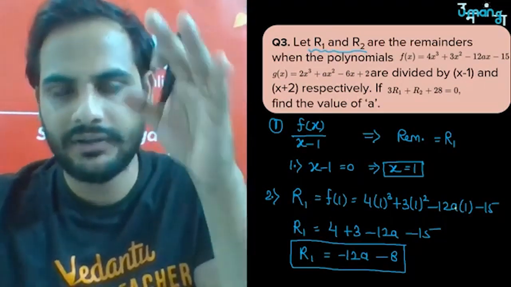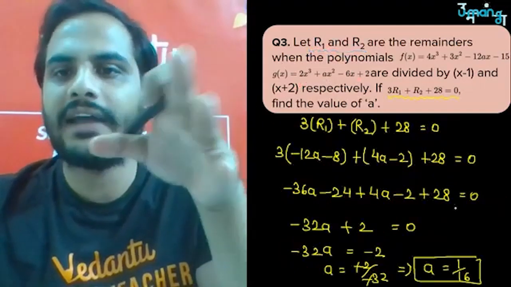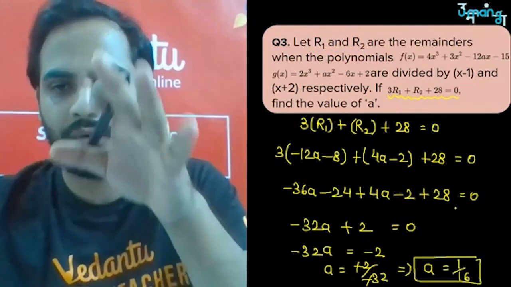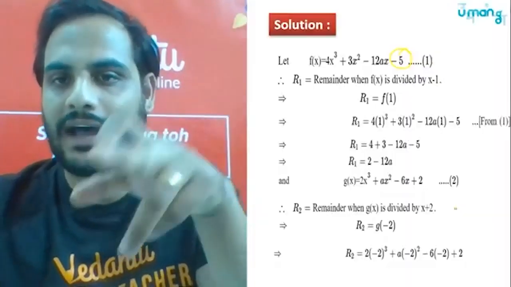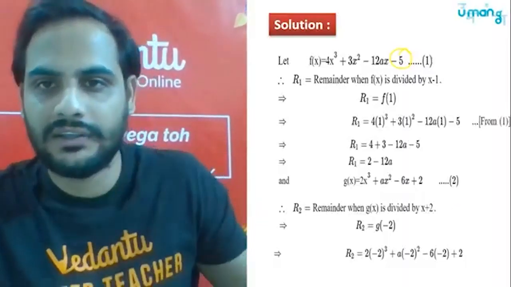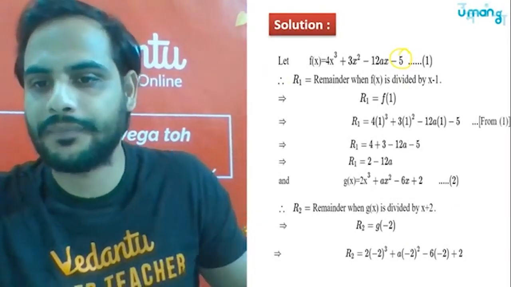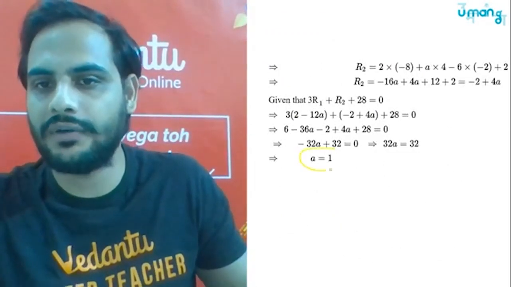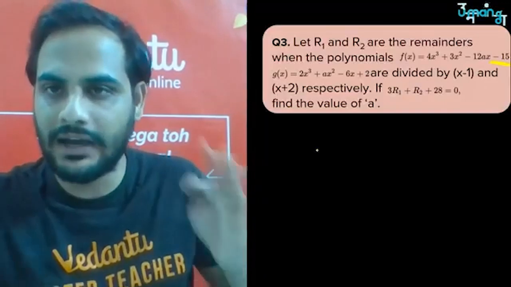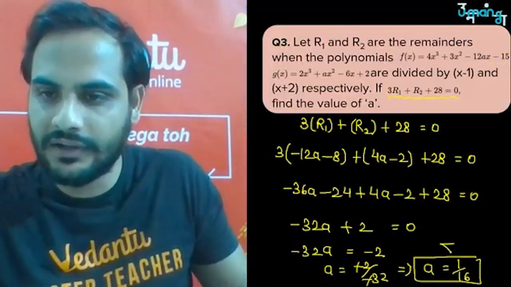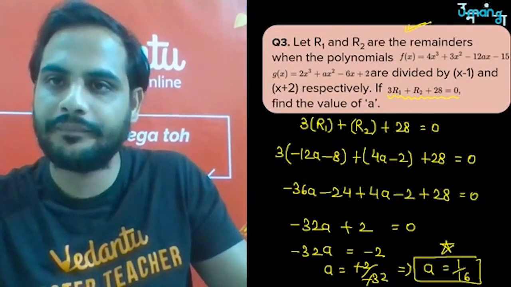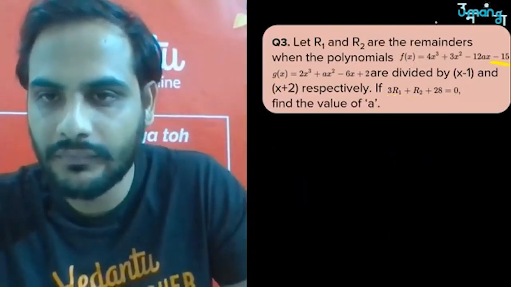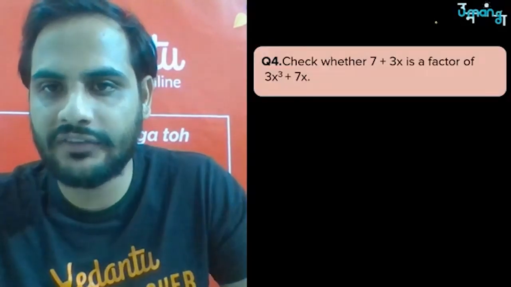First find out R1, then find out R2, and then 3R1 plus R2 plus 28, we are doing it. So we have got a. Okay, so the answer in the solution will be different because here the equation has been changed. But the method is same. 3R1 plus R2, you are doing it. At the end, you are getting this. Okay, but since our question was different, this answer is correct for this question. Okay, got it? Now let's move to the next question.